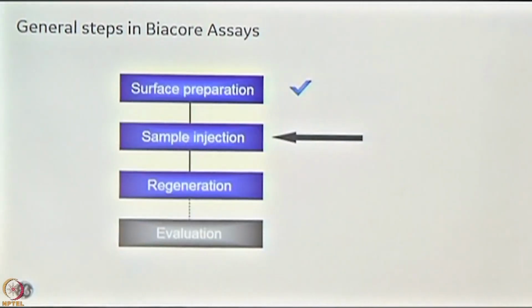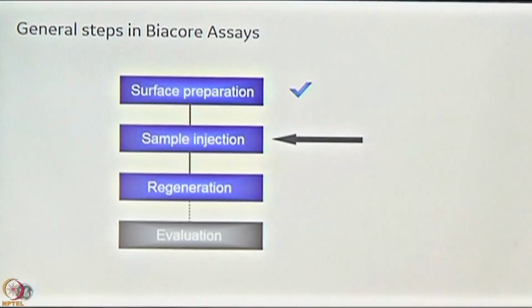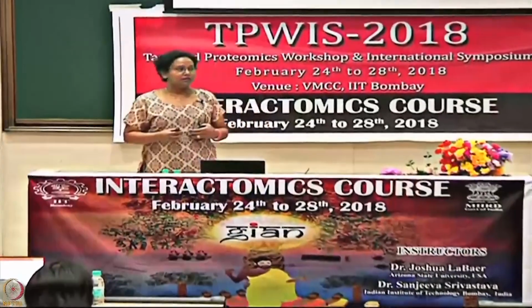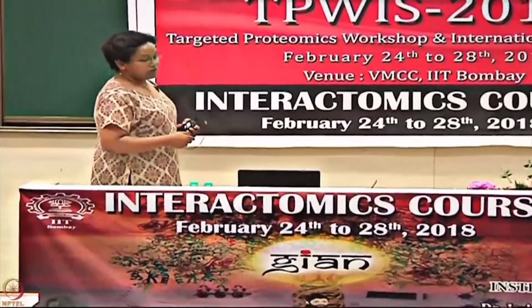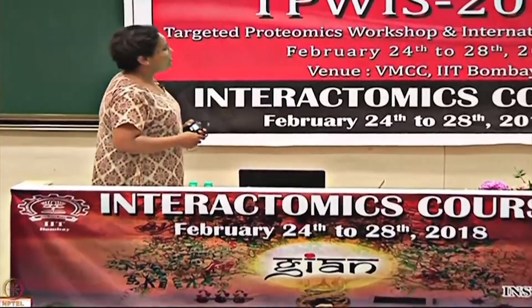So, that was all about the surface preparation: which one should you use, what is your ligand, the PIs that are related, and how you can optimally use your chips by not wasting them. We also learnt about the Rmax, which Rmax you are going to work in, things like that. So, the next one is sample injection.